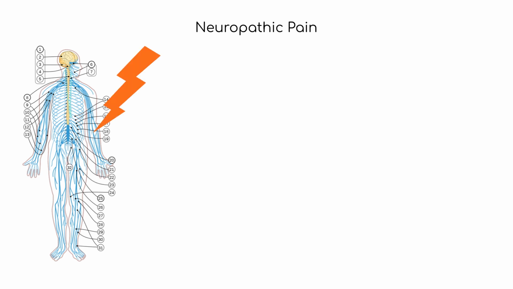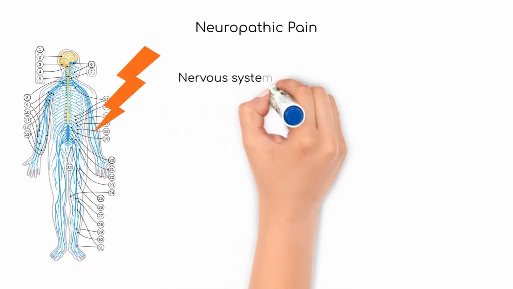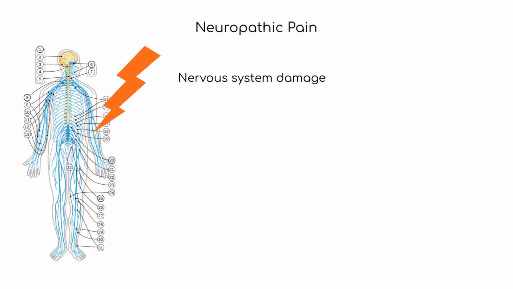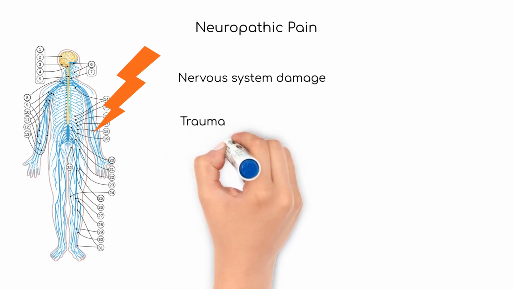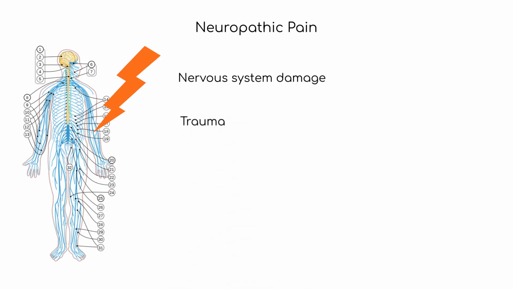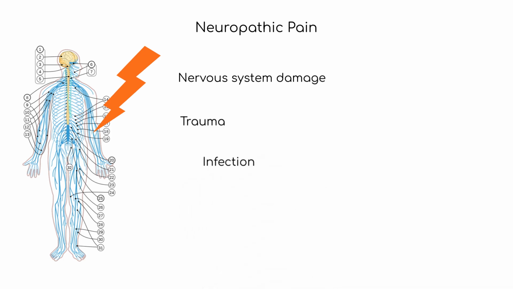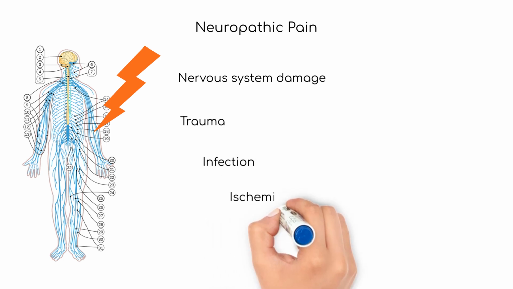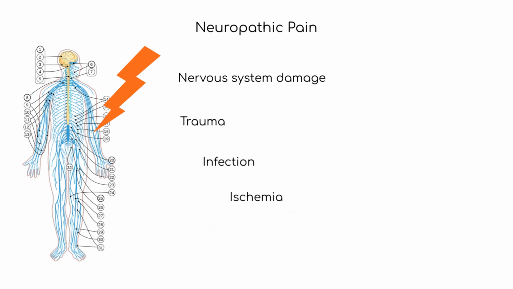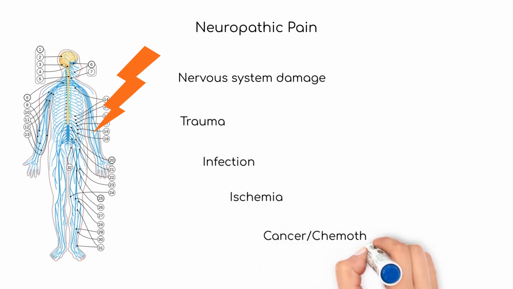Neuropathic pain is caused by damage to the nervous system. Some examples of neuropathic pain include trauma, for example, complex regional pain syndrome, or chronic post-surgical pain. Infection, such as in post-herpetic neuralgia. Ischemia, for example, from diabetic neuropathy. Cancer, and chemically induced, for example, as a result of chemotherapy.